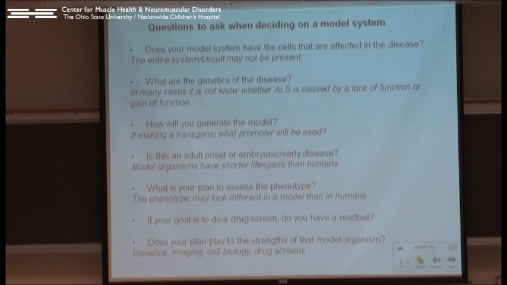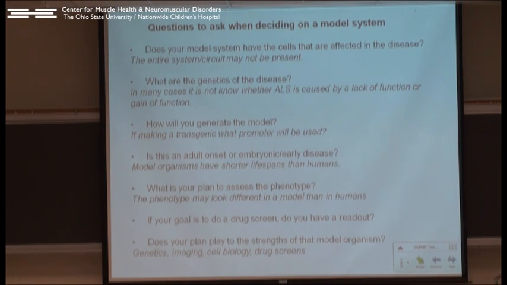Play to the strength of the model organism. Some of these organisms, like flies and worms, are super strong for genetics, but maybe not so good for looking at circuitry that may not be conserved. Zebrafish are great for imaging, right? So that's a strength. Some models are better for looking at cell biology.